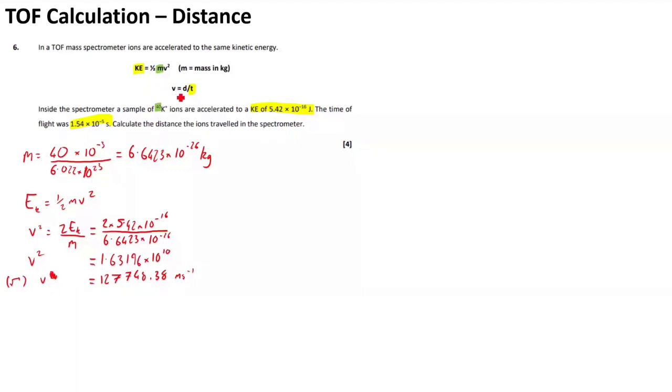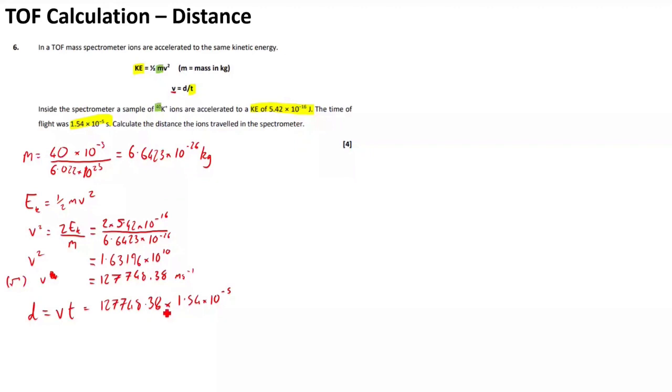So now we've worked out velocity, which is up here. We can now put it into the speed equals distance over time equation. We'll just rearrange that. So distance equals velocity times time. So our velocity we've just worked out, and I'm just going to write it out again here, times it by the time, 1.54 times 10 to the minus 5.